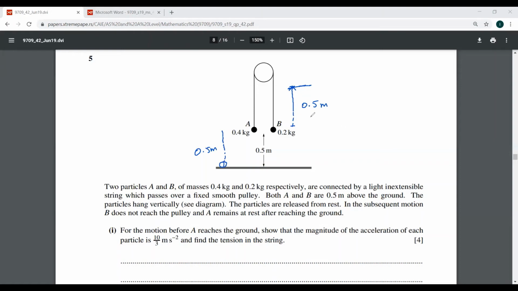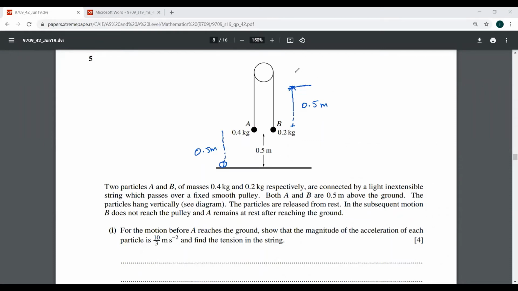And one more thing, when the string is taut, the particle B is being accelerated upwards. And when the string is slack, while moving upwards, it will be decelerating. Its deceleration would be equal to g.